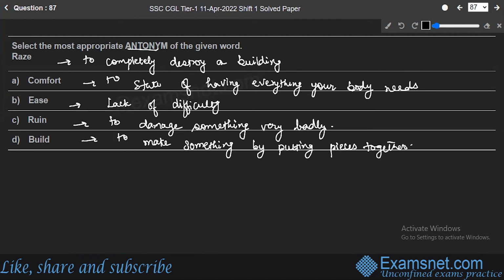Right? So I think you can get the easy. What is the antonym for the given word? Raise means to completely destroy something. It is build when you are making something by putting the pieces together. They are the antonyms. So option D, build, is the correct answer for the question. Hope you are clear. Let's move.